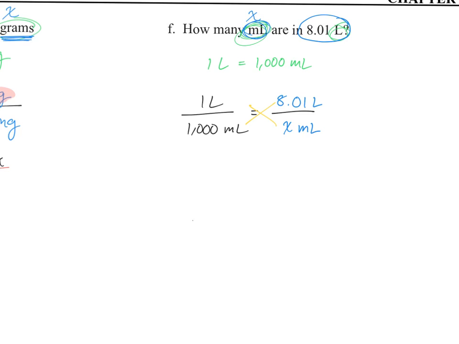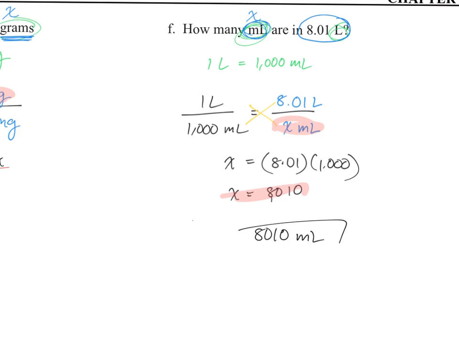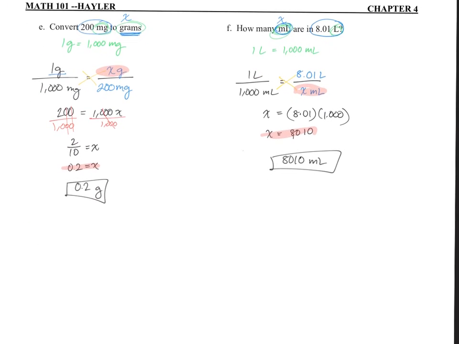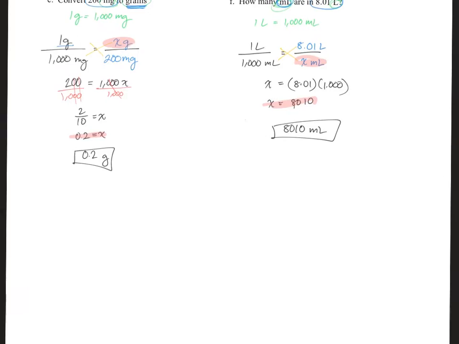And we have x equals 8.01 times 1,000, which is going to be x equals 8010. Right, but we need our final answer in units. So our variable was milliliters, which means my final answer is going to be 8010 milliliters. And that is it. Yep, that is it. There we go. We are done.